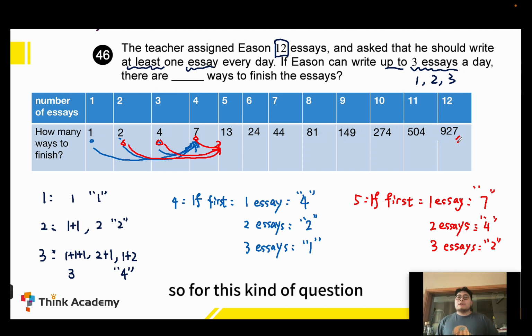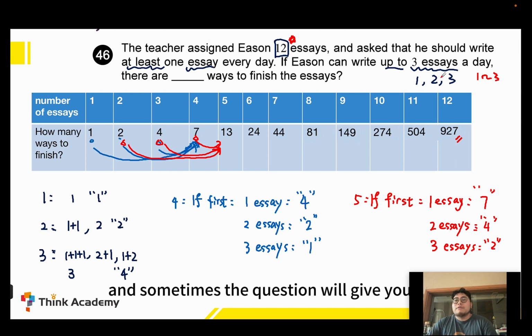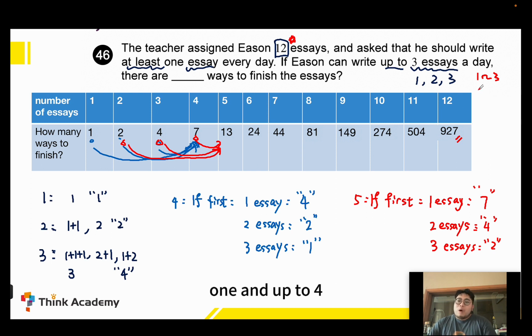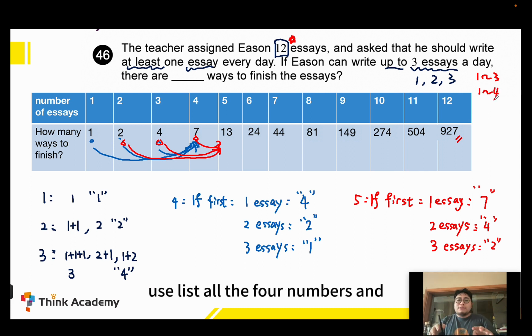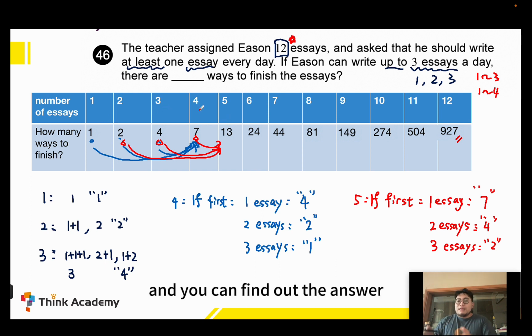So for this kind of question, you need to find 2 important things. The first important thing is we need to complete 12 essays. And the next important thing is the range of essays a day is just from 1 to 3. And after that, you can list the table to find out the answer. And sometimes the question will give you, maybe at least 1 and up to 4, 1 to 4. You should list all the 4 numbers and find the sum of the front 4 numbers. So for example, this 5 should be 1 plus 2 plus 3 plus 4, and you can find out the answer.